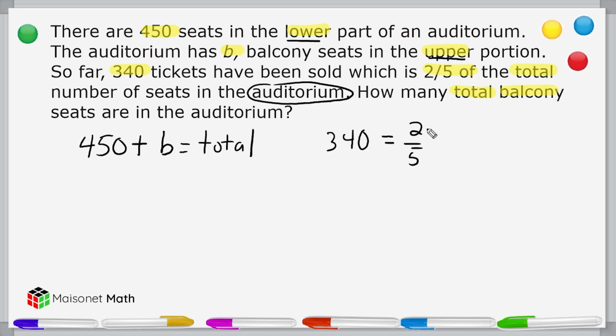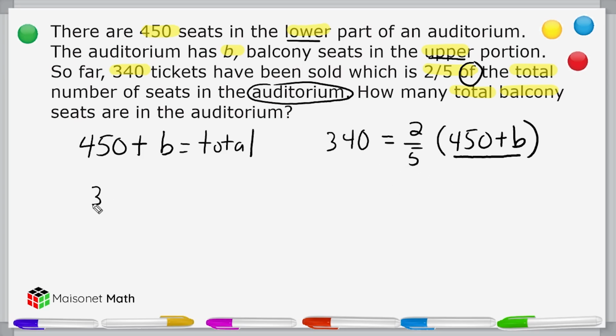So what we can do is multiply 2/5 by 450 plus b, as we know that the word "of" represents multiplication, 2/5 of the total number of seats. And because we know this right here represents the total number of seats, we just multiply that by 2/5. Now we have an equation that will allow us to solve for b, or the number of seats in the balcony section. All right, so let us go ahead and simplify this equation here.